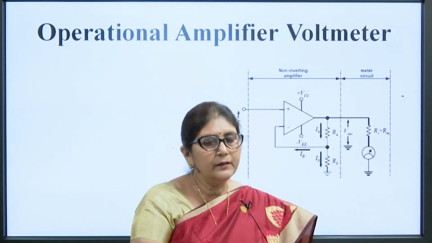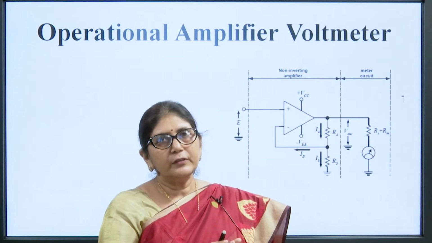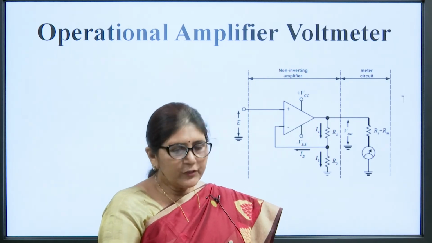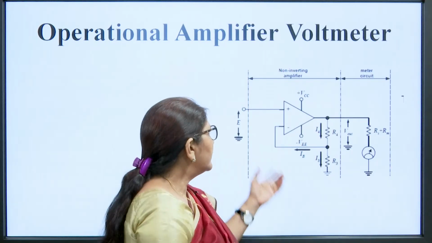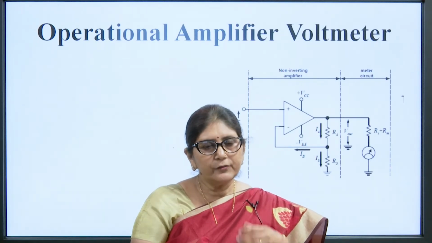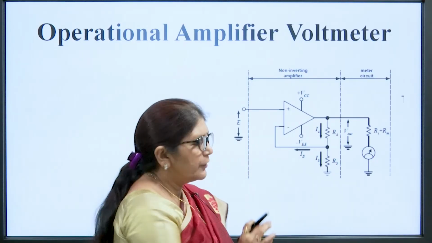Now, similarly, we have used the FET transistor, we have used the BJT to increase the input resistance of the circuit. But we can also use an amplifier, and we can amplify the signal by using this. So, this is our amplifier voltmeter.